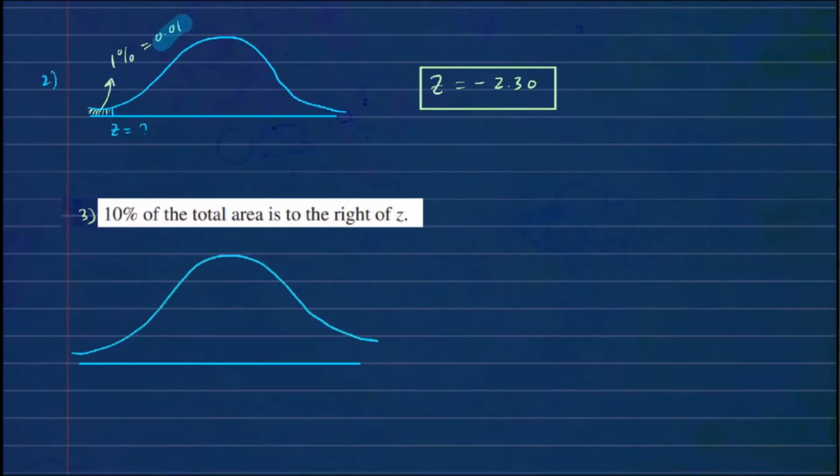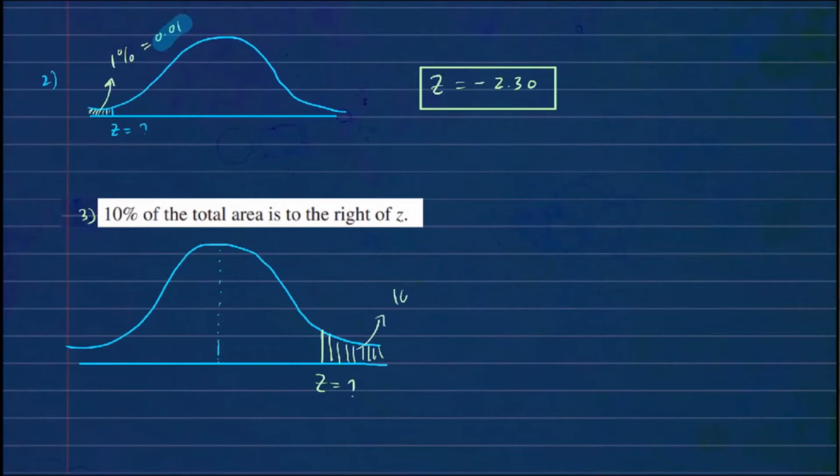Let's suppose this is the normal curve, and we know the mean is right here. So we want 10% of the area to the right. That means we are looking at something right here. We're looking for the z value, right? So we're looking for what is the z that corresponds to 10% to the right.